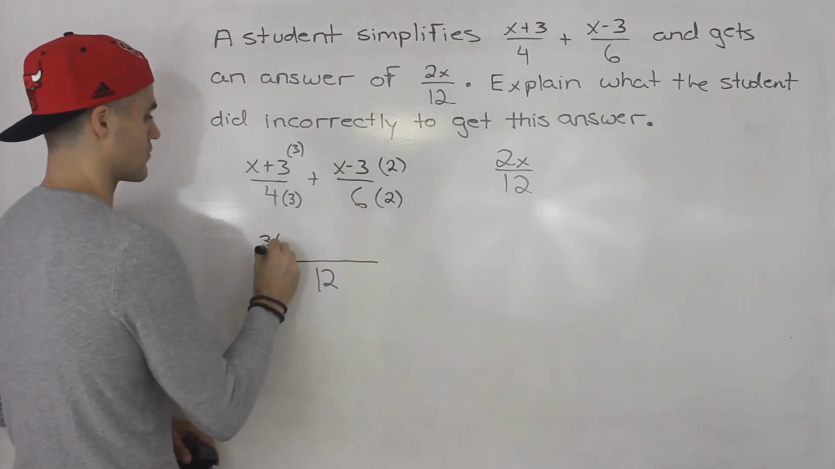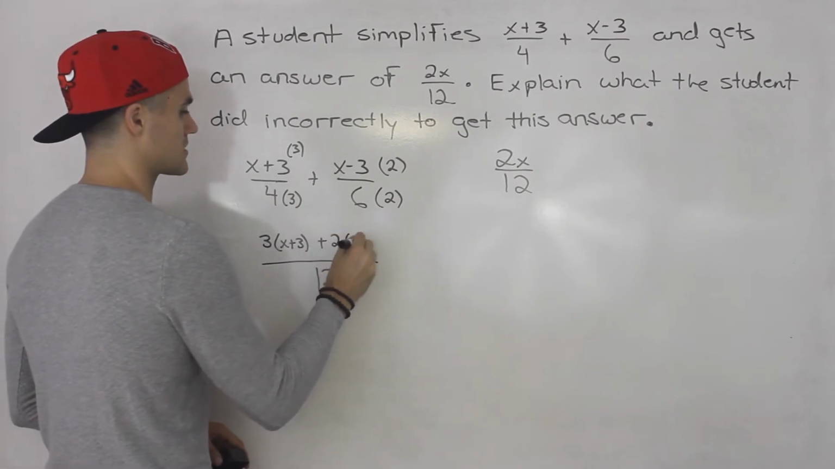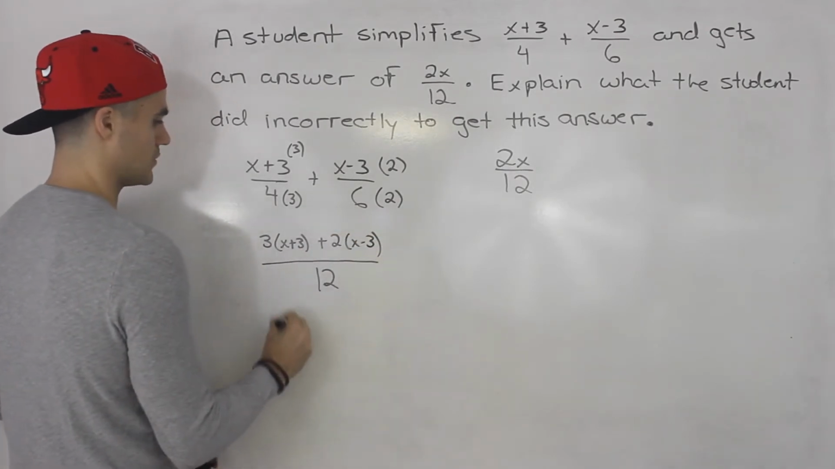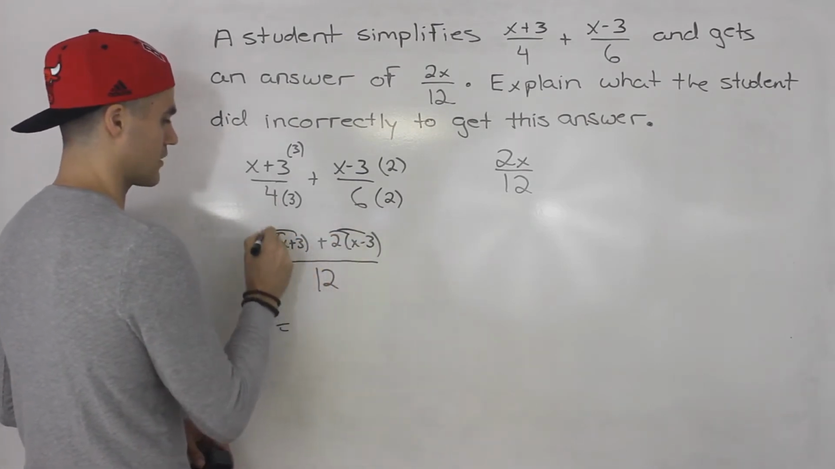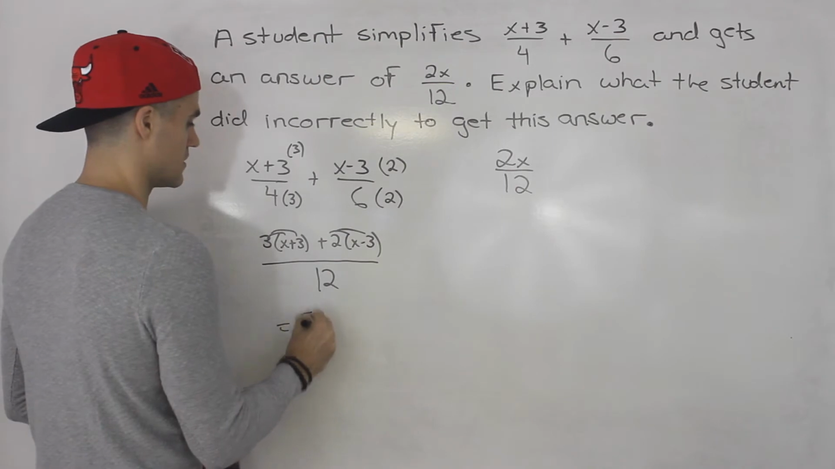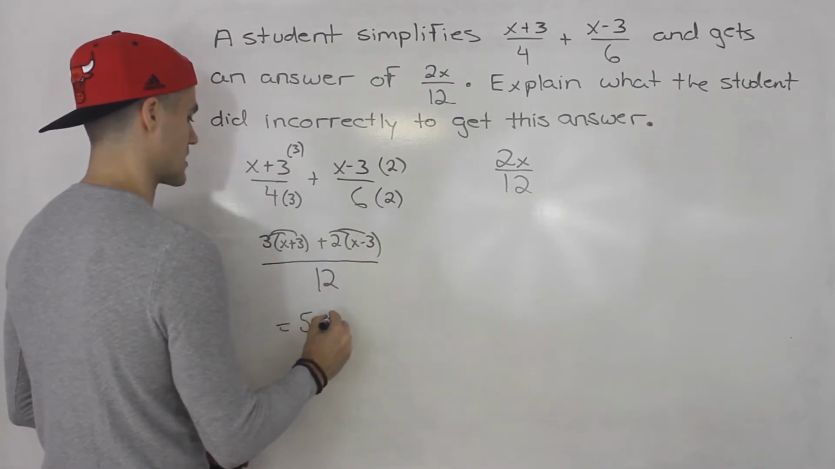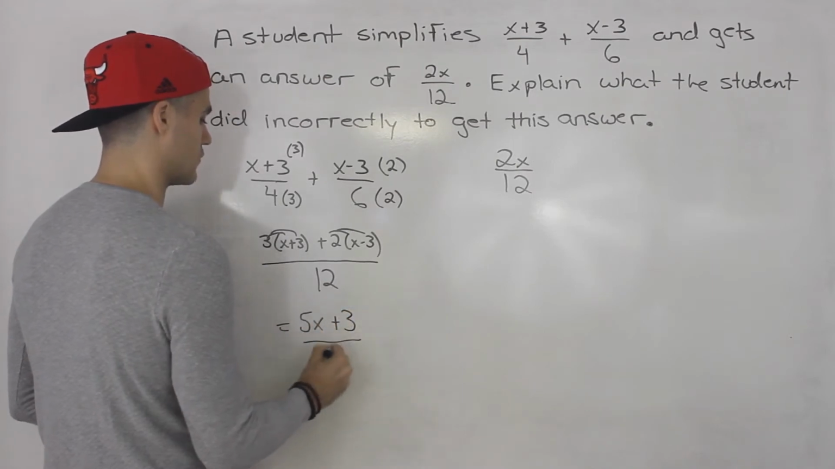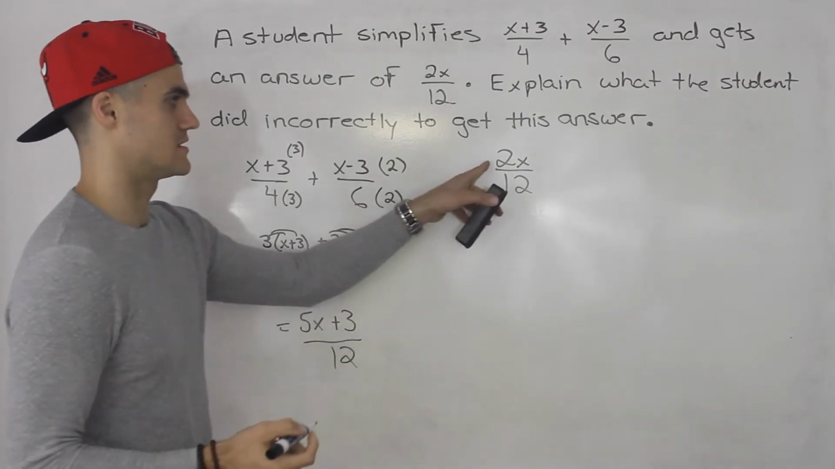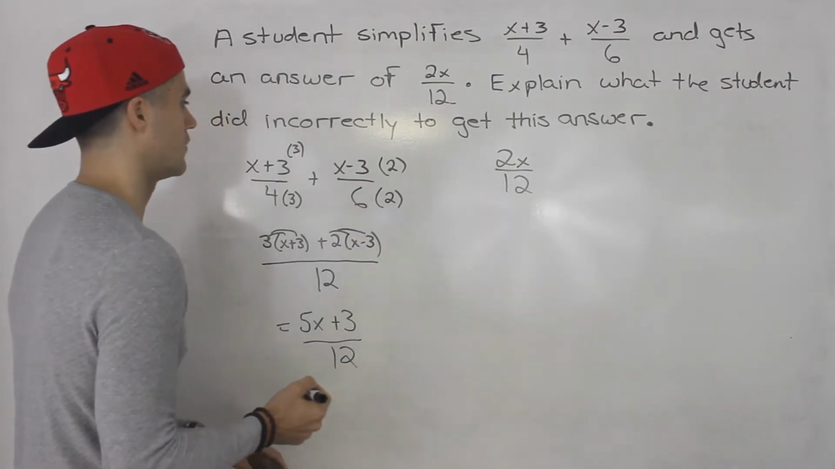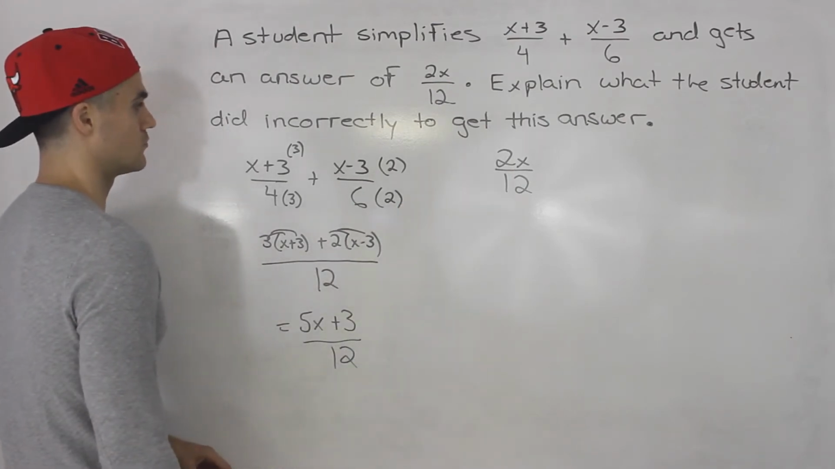So we would end up with 3(x + 3) + 2(x - 3). And when you simplify this, when you distribute the 3 inside this bracket and the 2 inside this bracket, 3x plus 2x gives us 5x. 9 minus 6 gives us 3. And this is all over 12. So notice 5x + 3 is not 2x over 12. So how could they have got the 2x there in the numerator?